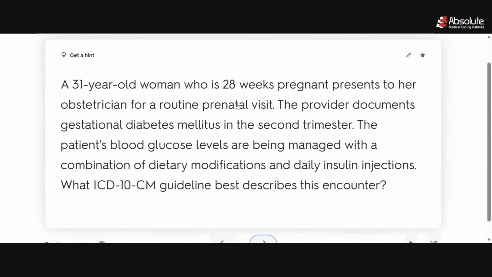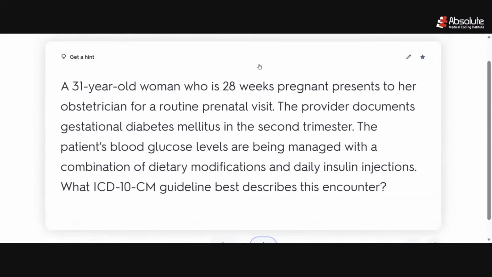Now we are going to move on. We're going to do the same scenario, but now instead of doing the keywords, we are going to pick out what ICD-10-CM guideline best describes this encounter. So this is going to be from our chapter 15. Let me know what we think in the chat just to kind of narrow it down. It'll be from chapter 15.